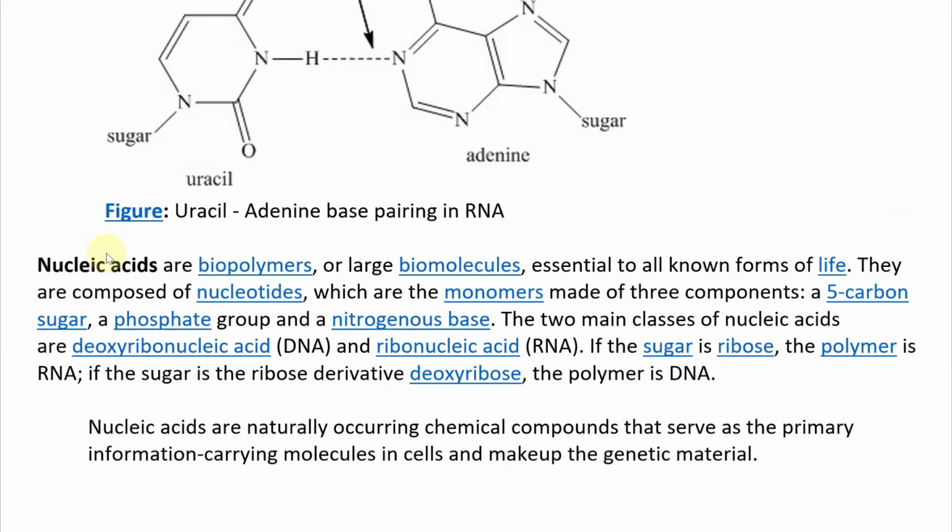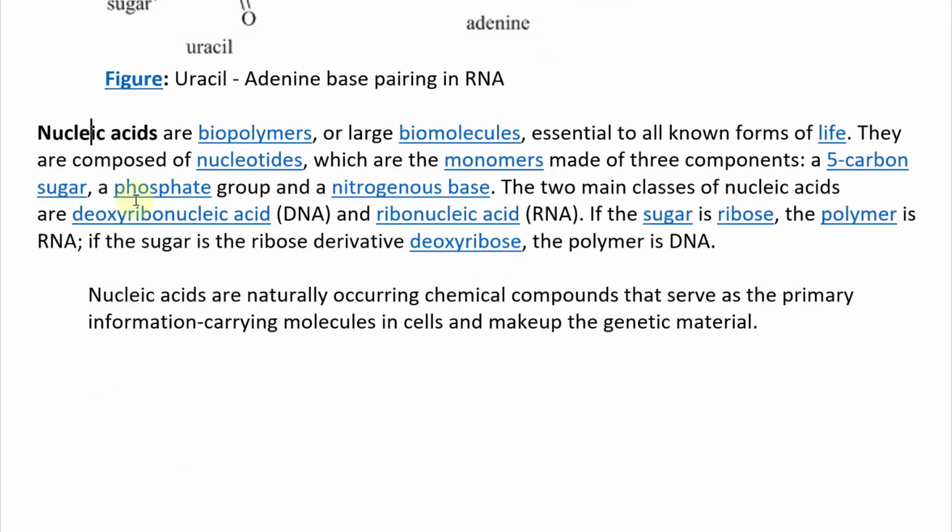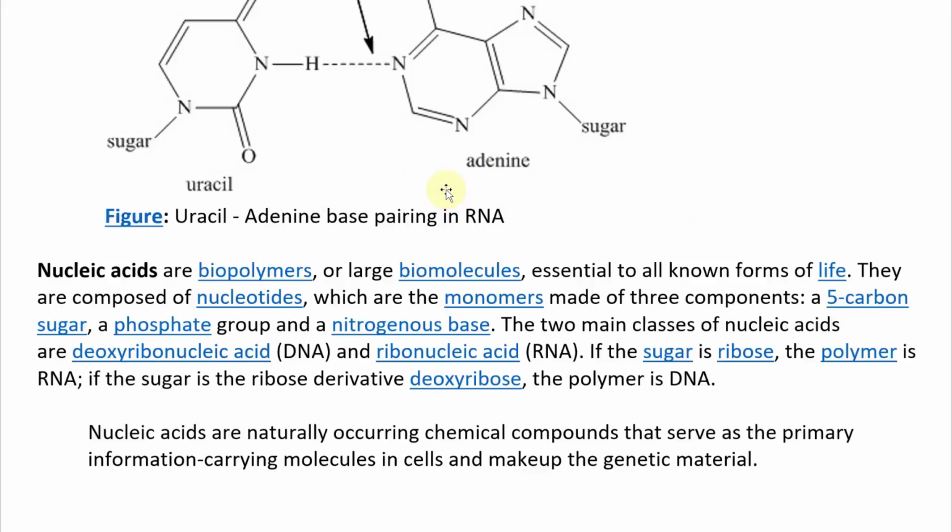All right, so let's continue further, and this time look at nucleic acids. And I believe that's the proper pronunciation. I've been calling it nucleic acids, but I think the proper pronunciation is nucleic acids. Yes, they are biopolymers or large biomolecules essential to all known forms of life. They are composed of nucleotides, which are the monomers made up of three components: a five-carbon sugar, a phosphate group, and a nitrogenous base, as I illustrated earlier.